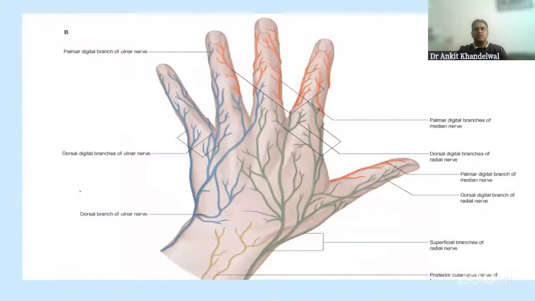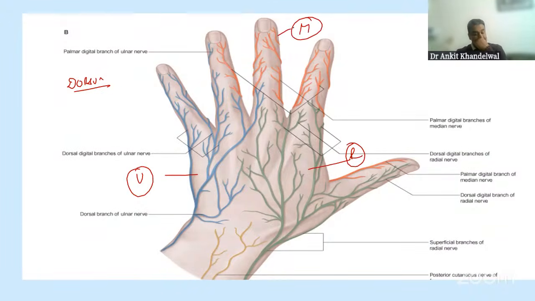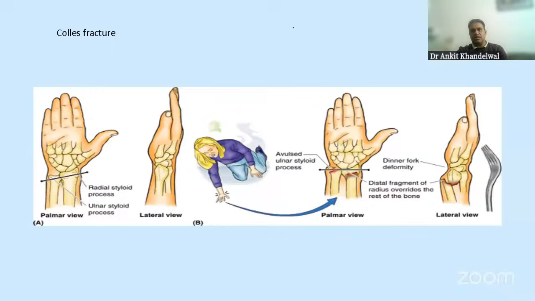Do read it. Now, the supply of the hand again. So this is the dorsum of the hand. The medial side is the ulnar nerve. The lateral side is the radial nerve. And the fingertips are by the median. So all these 3 nerves are over here. Whichever nerve gets damaged, that takes part.